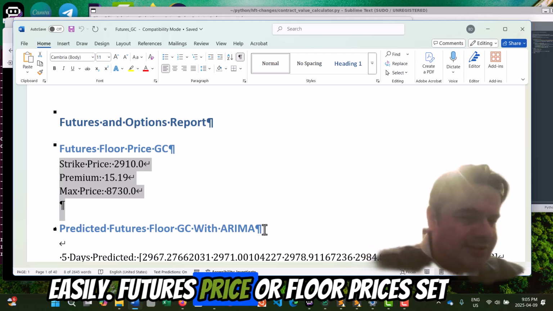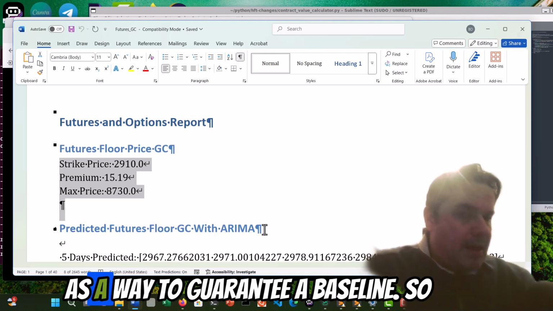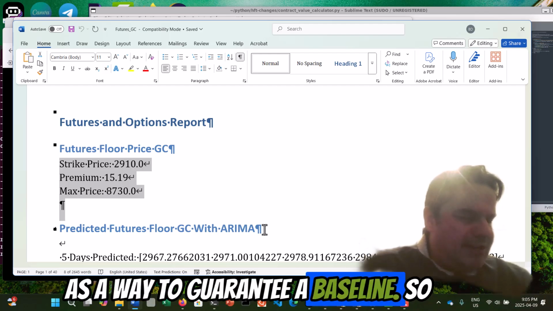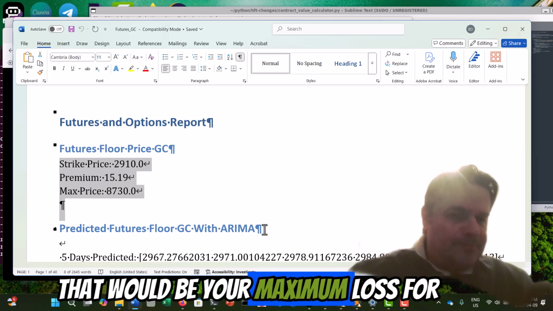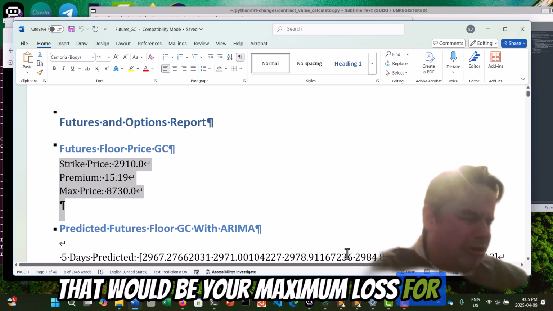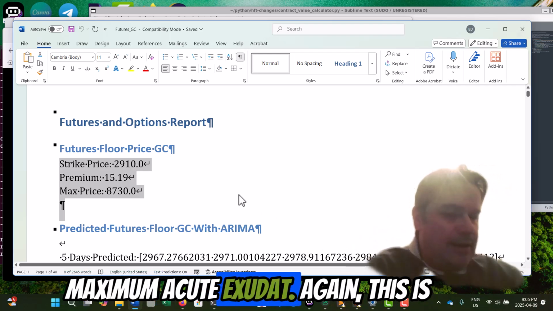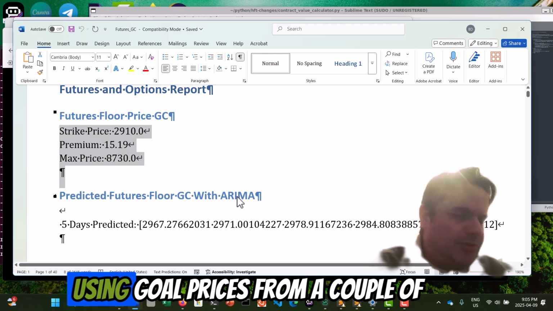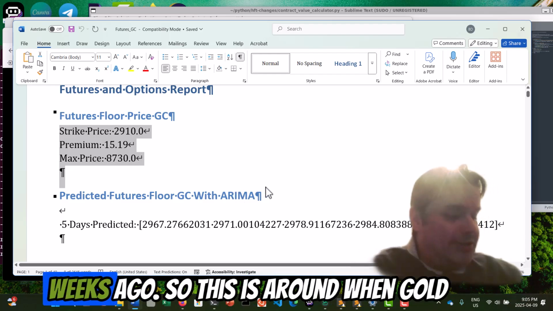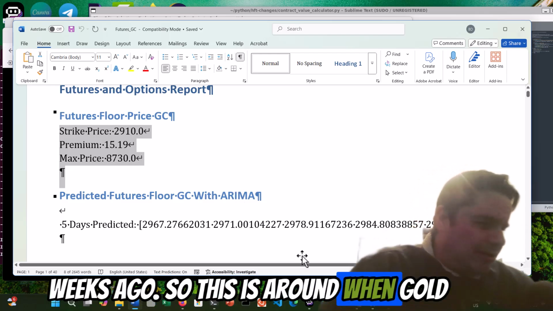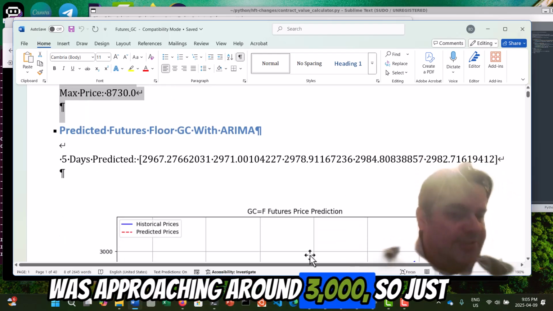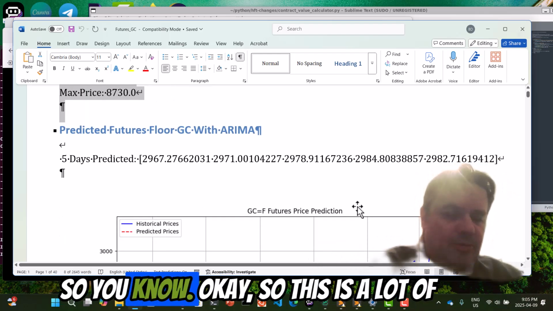A futures price or floor price is set as a way to guarantee a baseline. So that would be your maximum loss or maximum you would exit at. And again, this is using gold prices from a couple of weeks ago. So this is around when gold was approaching around 3,000. So just so you know.